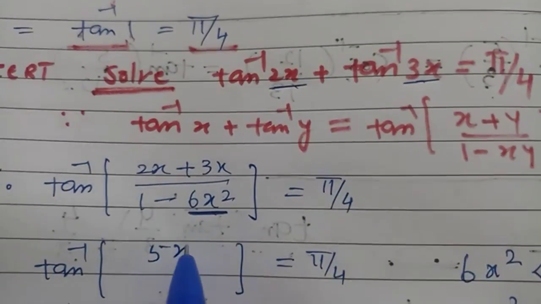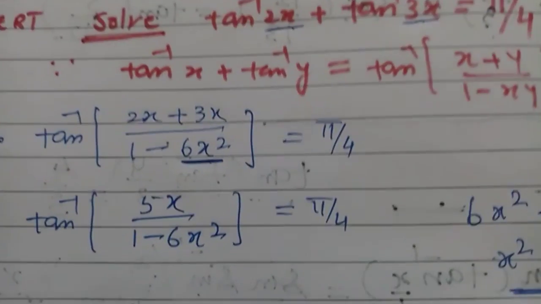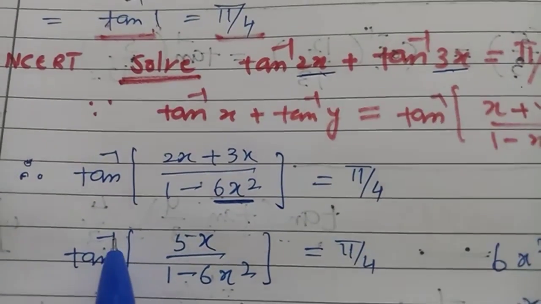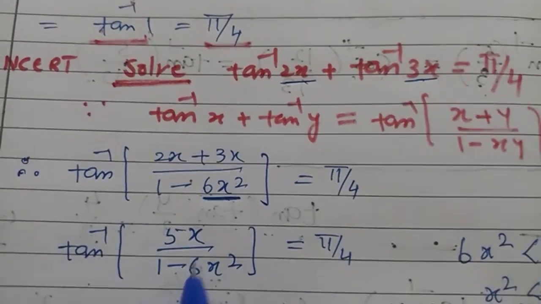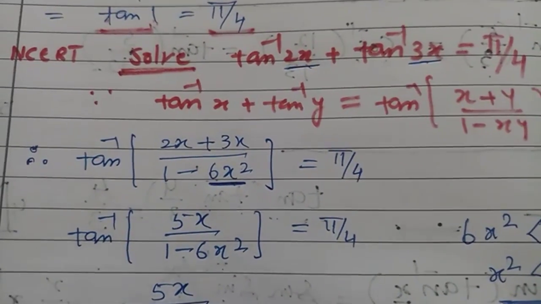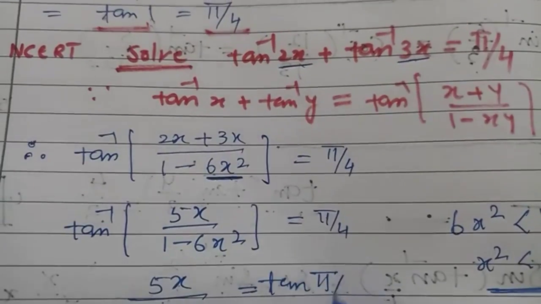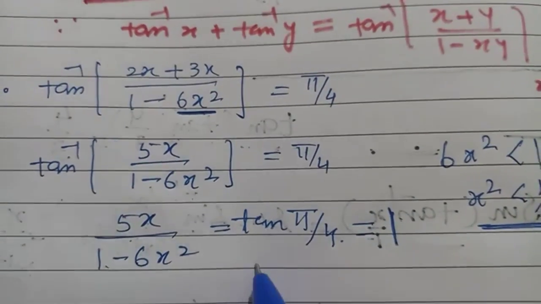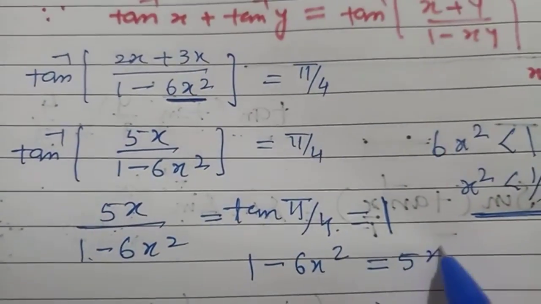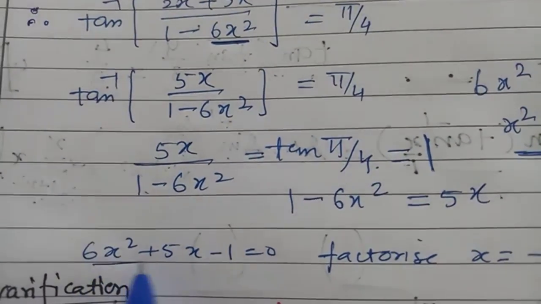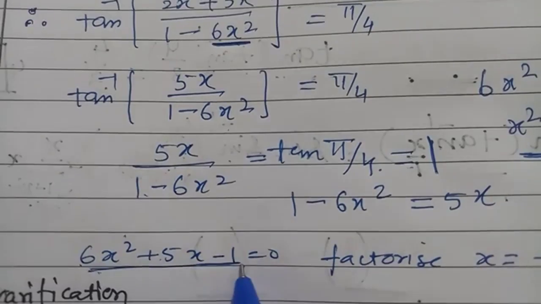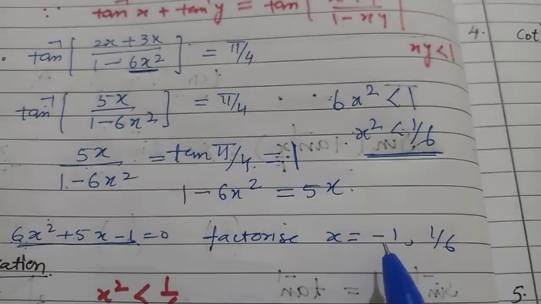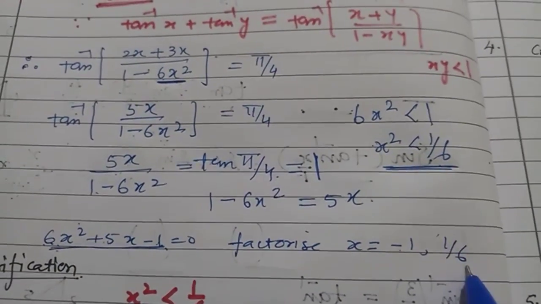Now what it becomes? 5x upon 1 minus 6x square. Now to get the value of x, tan inverse should not be here. So to eliminate tan inverse, we shifted the tan inverse to the right. What it becomes? 5x upon 1 minus 6x square equals tan pi by 4. How much is the value of tan 45? It is 1. Now cross multiply. 1 minus 6x square equals 5x. Converting it to standard form, this is your equation here: 6x square plus 5x minus 1. We will simplify it by the splitting the middle term rule. We get two values of x. x is coming as minus 1 and x is coming as 1 by 6.